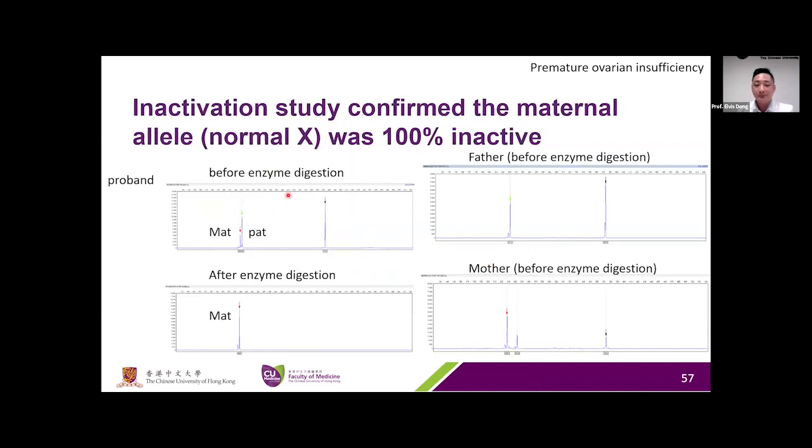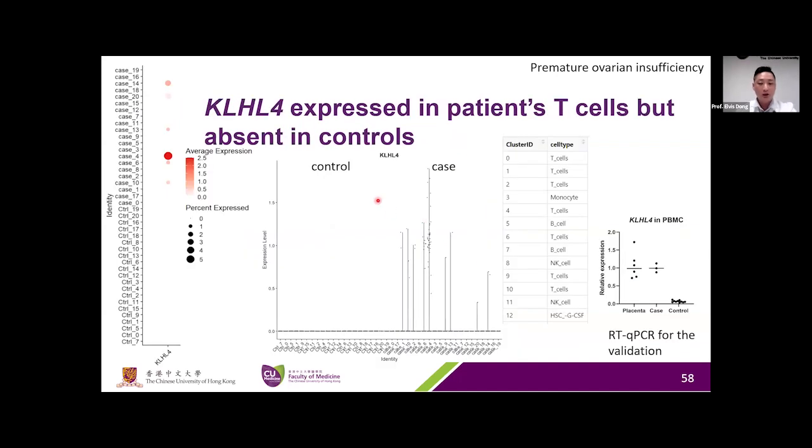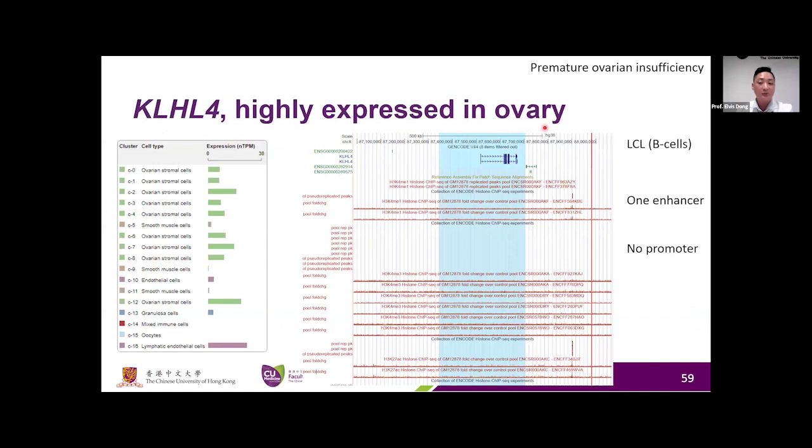By looking at the inactivation assay result, we know that the maternal allele, the normal chromosome X, was 100% inactivated. So for this, we later pursued single cell sequencing. In the very beginning, we missed the gene expression. But when we looked in detail using single cell analysis, we knew that the gene KLHL4 is specifically expressed in the case, and also specifically expressed in the T cells. This gene is highly expressed in ovary, but there's no promoter in the B cell, which explains why we can't see B cells have expression of this gene.